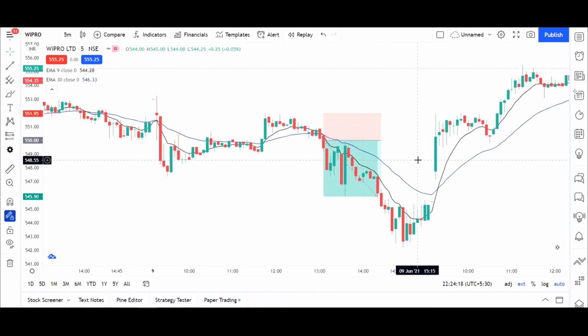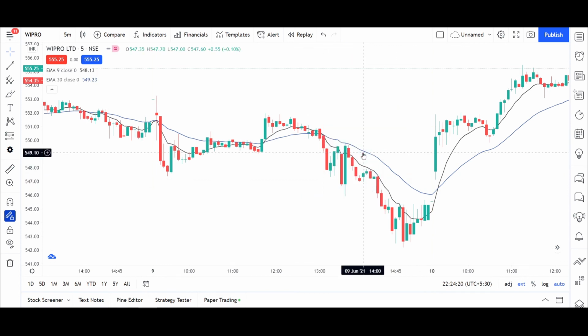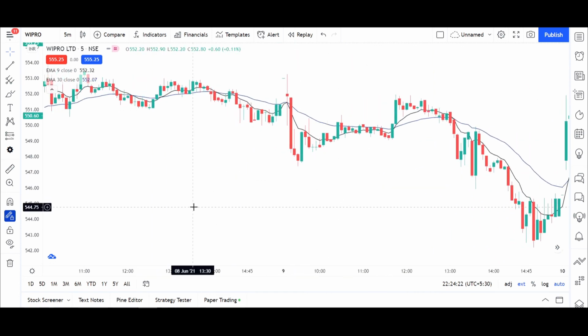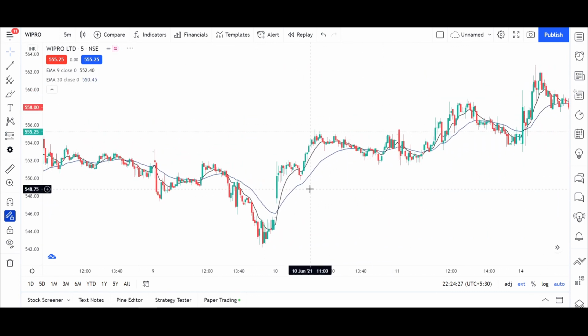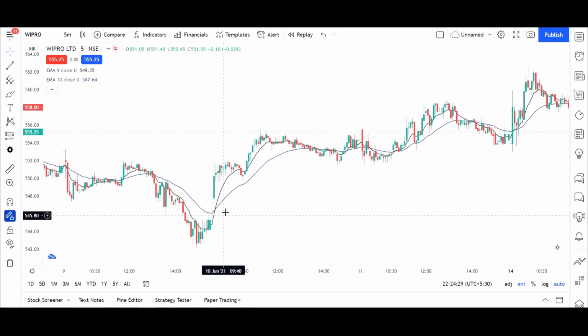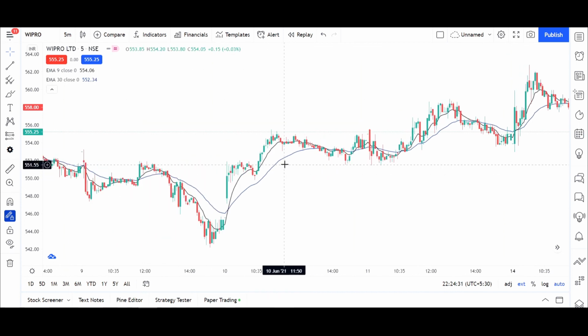I want you guys to go and backtest this strategy on random stocks. Go find them, or paper trade using this same strategy for a couple of days and see if it's working for you before entering the market with real money.